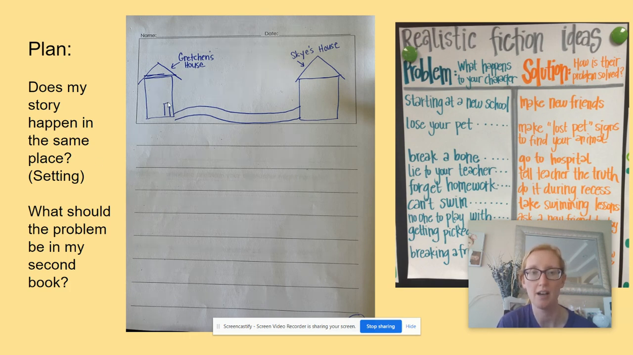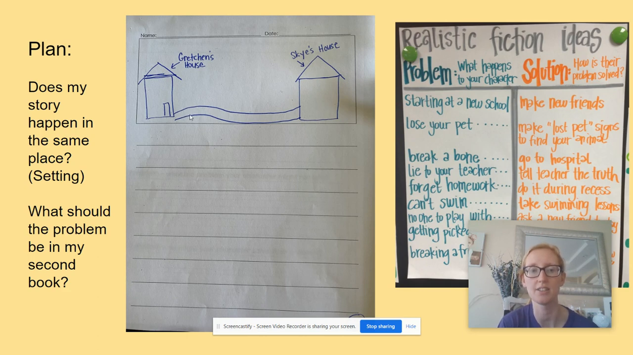This is Gretchen's house. That's where my book 1 took place. Now I'm including Sky's house in my second book. Do you think that's okay? Let's stop and pause the video and think about it. What did you decide? If you said yes, then it's a good answer. It's correct. It's okay to include other things in the setting.